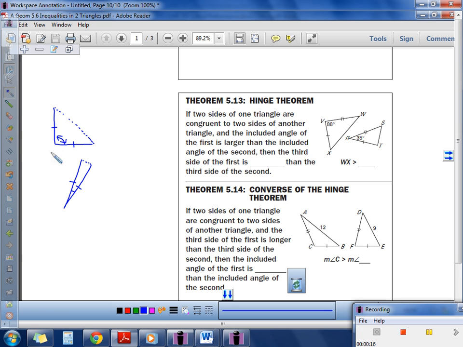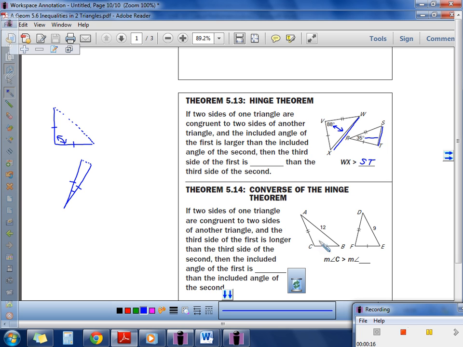So the process is this. Here's the concept. Compare the angle with its opposite side. So the opposite side here is WX. The opposite side here is ST. Well, if these sides are the same on each triangle, but these angles vary, if this angle is bigger than that one, then you can say WX is greater than ST. So it's comparing to the side opposite.